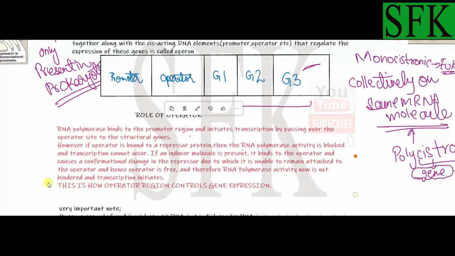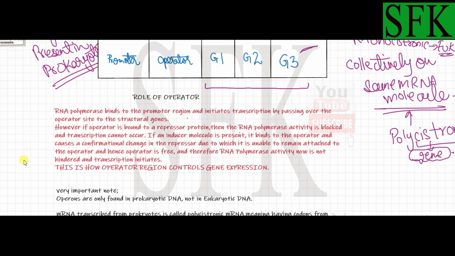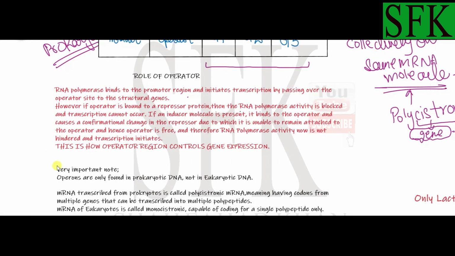Moving forward, a very important note. I told you earlier that operons are not found in eukaryotic DNA, but they are only found in prokaryotic DNA. So that's why prokaryotic mRNA is usually polycistronic, whereas eukaryotic mRNA is monocistronic. Polycistronic because it contains more than one codon for multiple genes, and monocistronic because it contains only a single codon coding for a particular gene, codons for only a single gene.